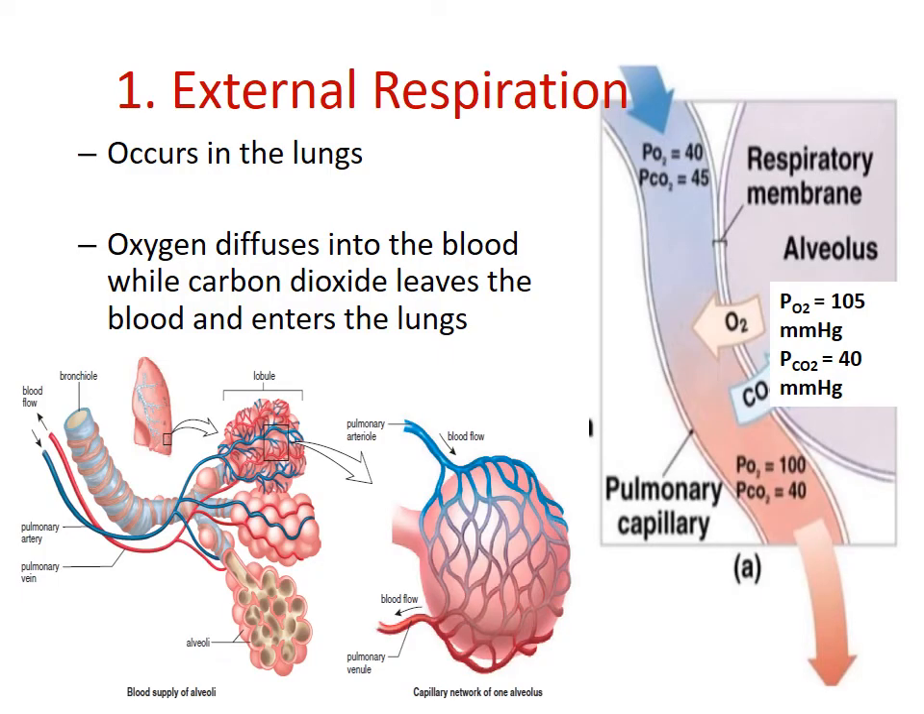External respiration occurs in the lungs. Oxygen diffuses into the blood while carbon dioxide leaves the blood and enters the lungs. So in this picture you can see the diffusion of oxygen from the alveoli into the blood vessel. This is the pulmonary capillaries, and you can see that carbon dioxide is leaving.